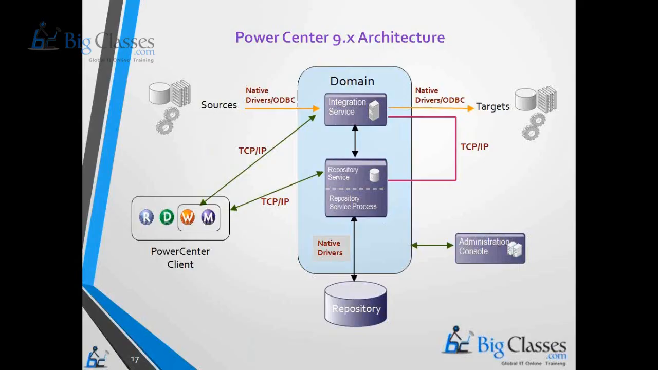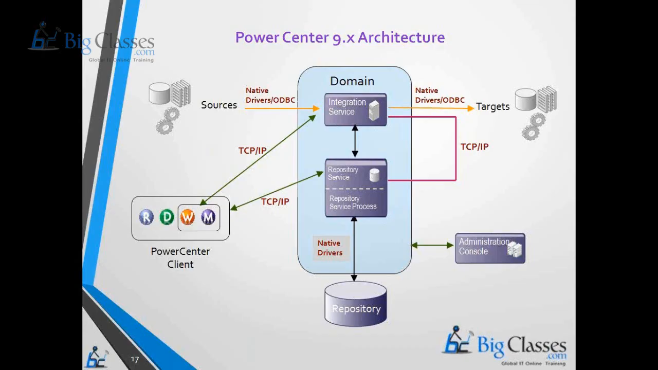So within the domain, in order to perform the data integration, we need 2 services to perform the data integration. 2 mandatory services. What are the two mandatory services? It is like the integration service and the repository service. Within the domain, we are going to create an integration service and the repository service for the purpose of data integration. Right?